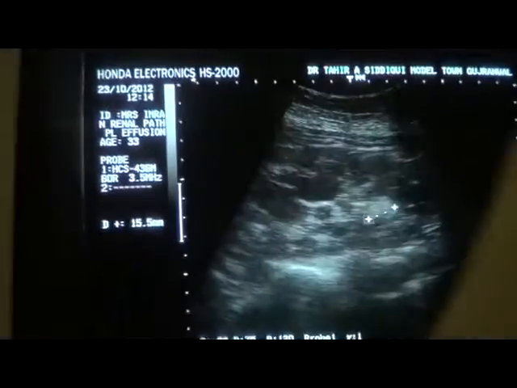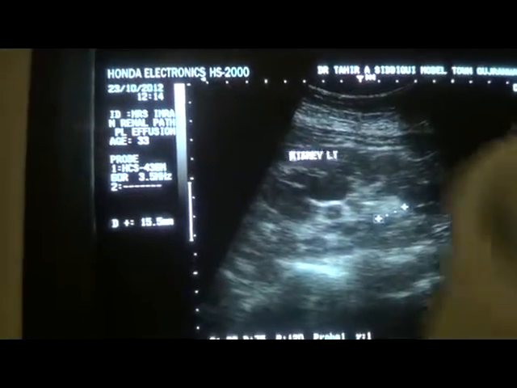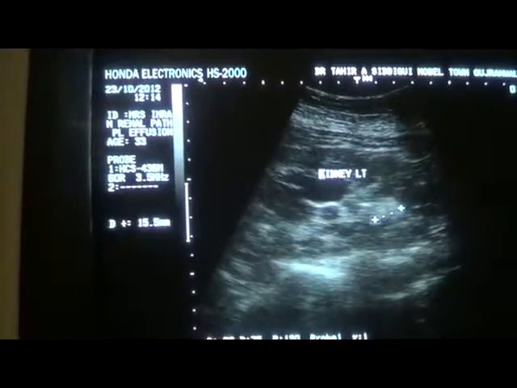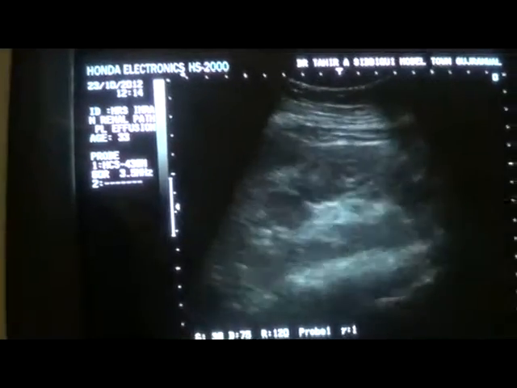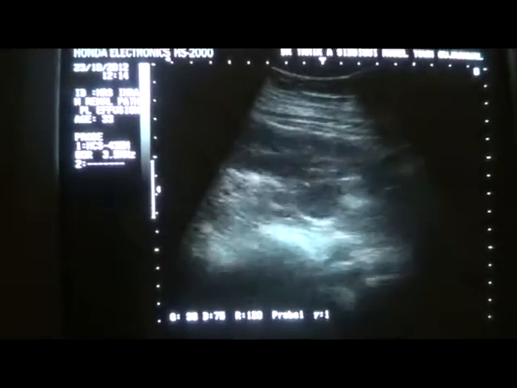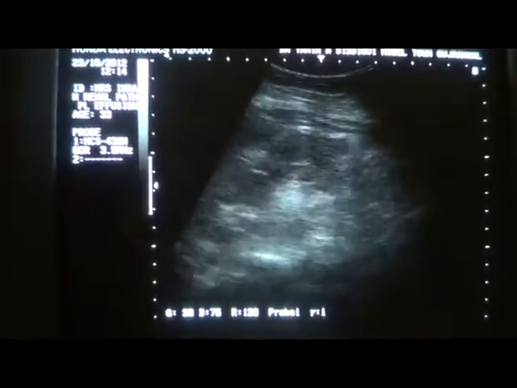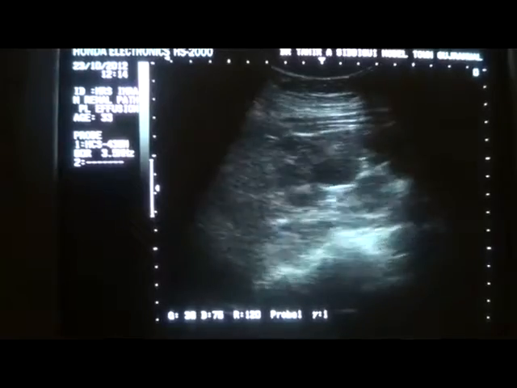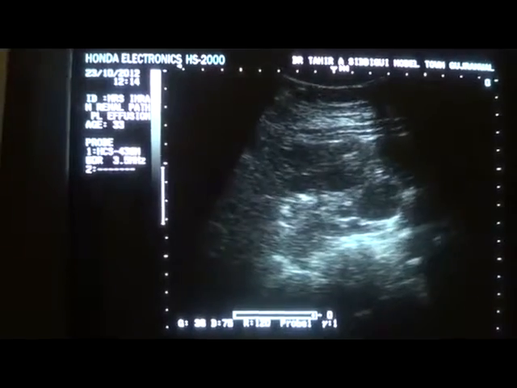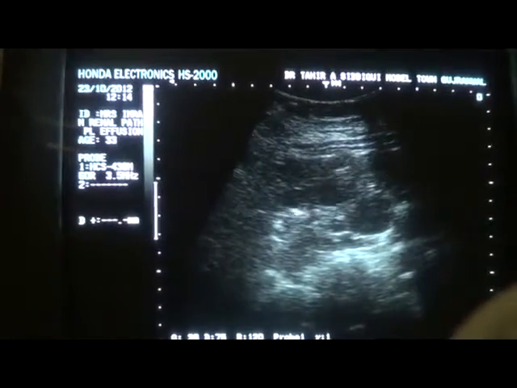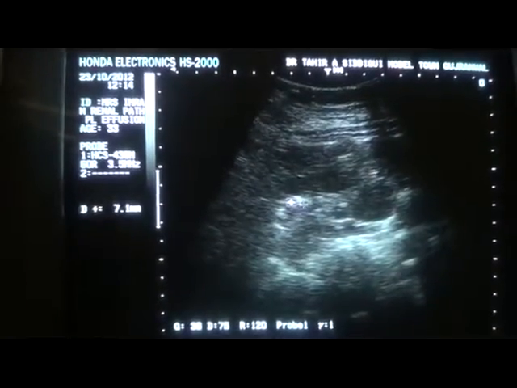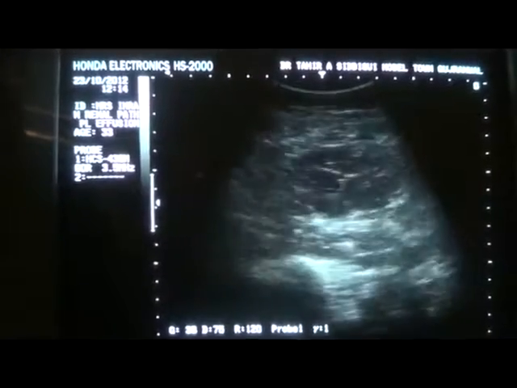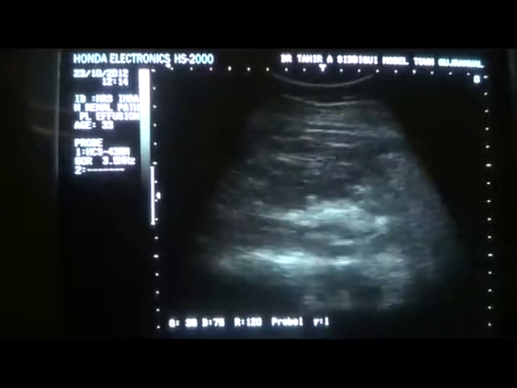This is the left kidney in longitudinal section. You can see the shadow from the calculus. There are multiple tiny calculi along with the larger calculus. This is another calculus. Multiple calculi are seen.